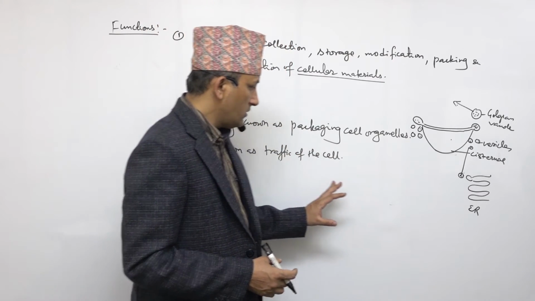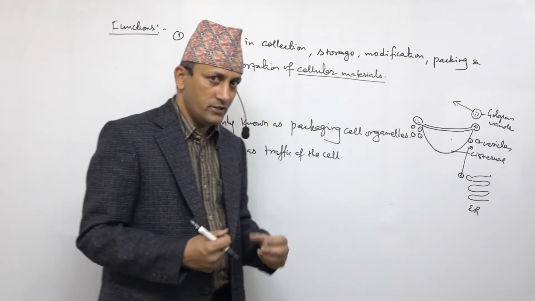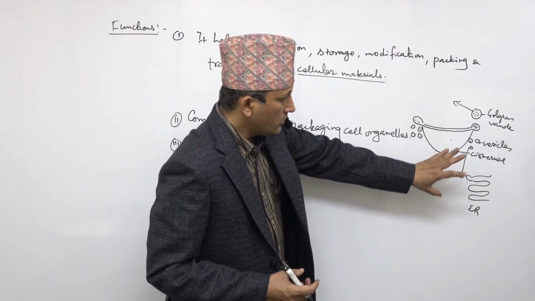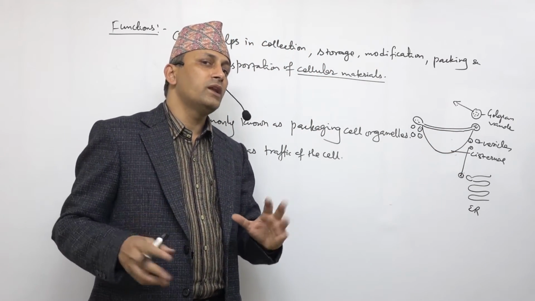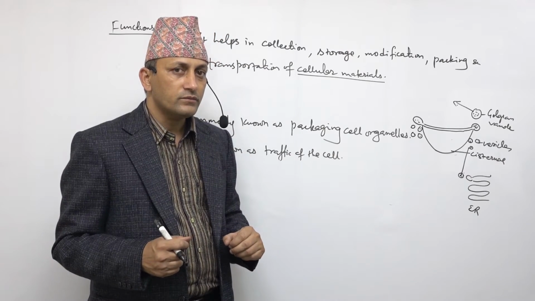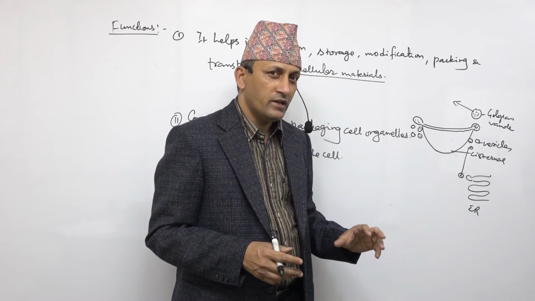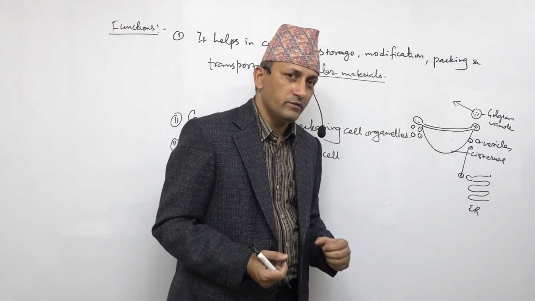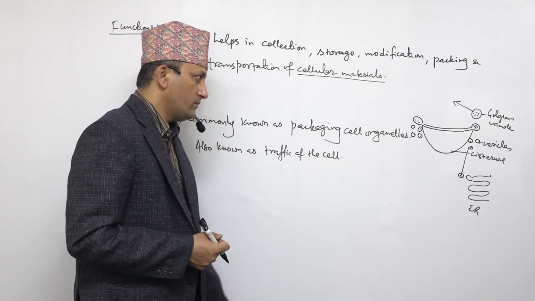So it helps to reduce the overcrowding of the molecules, because the molecules which are stored inside this bag are transported only when required. Otherwise, they are kept inside this bag. That's why it helps to minimize the overcrowding of the molecules. That's why it's also called the traffic of the cell.